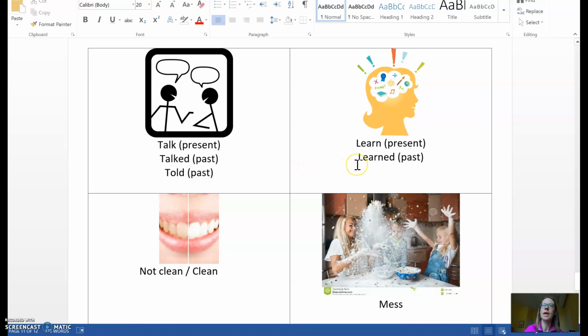Okay, next word, learn. When you get new information in your brain. Learn right now, learned in the past. Pick one of those and think of a sentence for that word. I like to learn at school. You say a sentence.